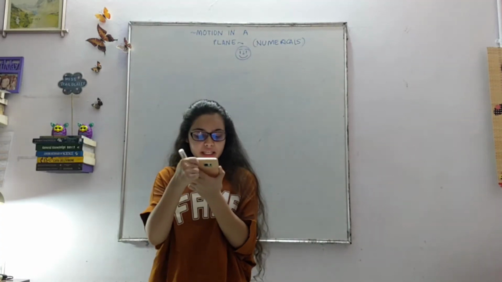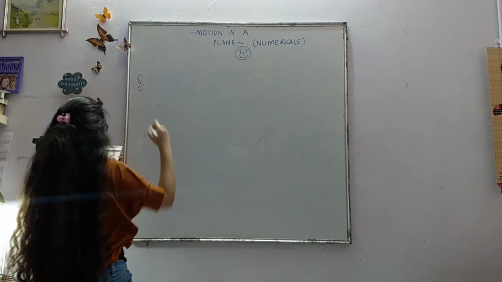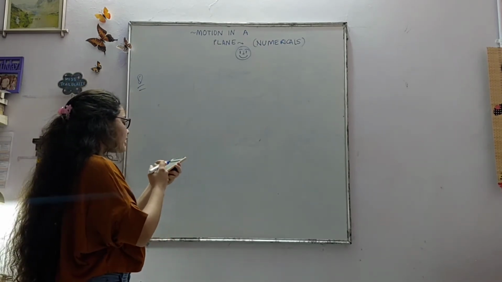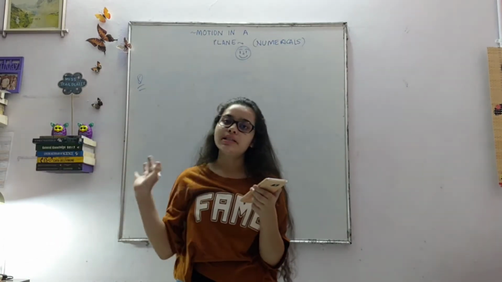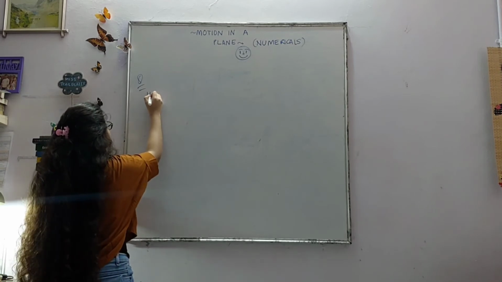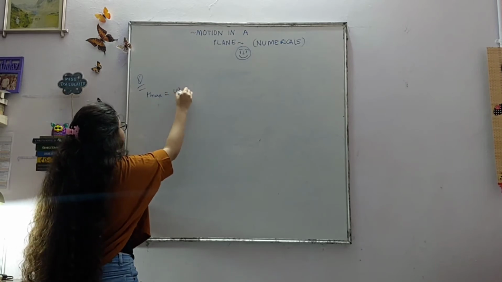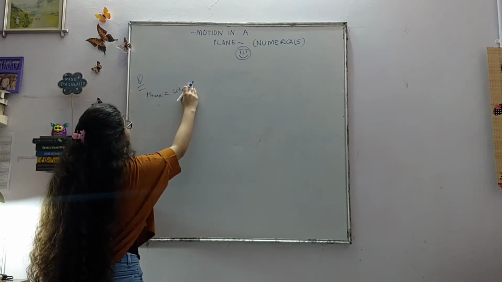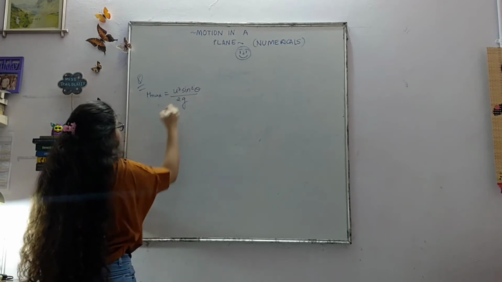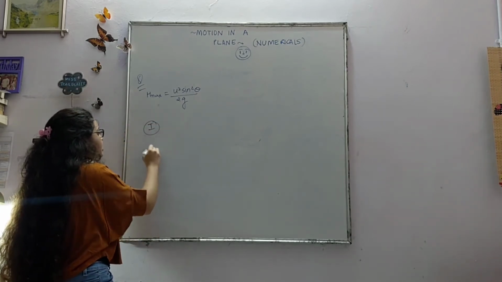Alright, I hope that you've read the question. What is the question saying? What will be the effect on maximum height of a projectile if the angle is changed from 30 degrees to 60 degrees? Your velocity remains the same. Alright, so your initial maximum height is given by u square sine square theta by 2g.